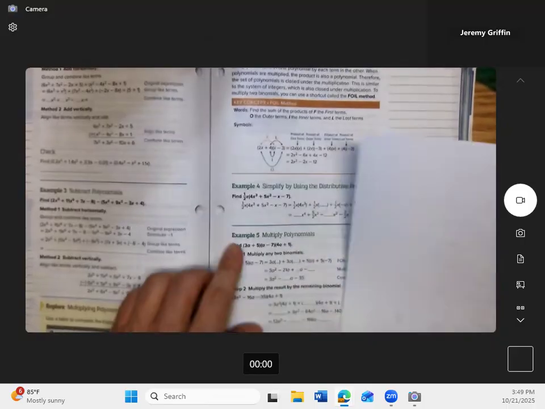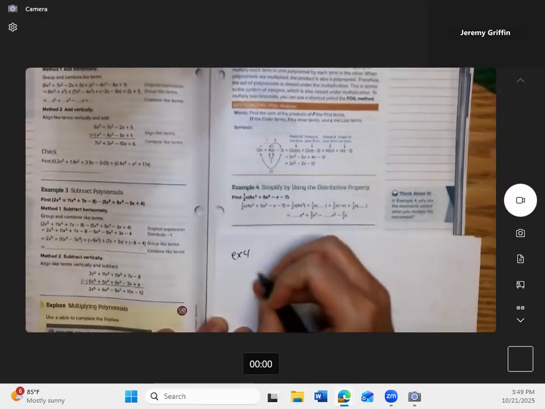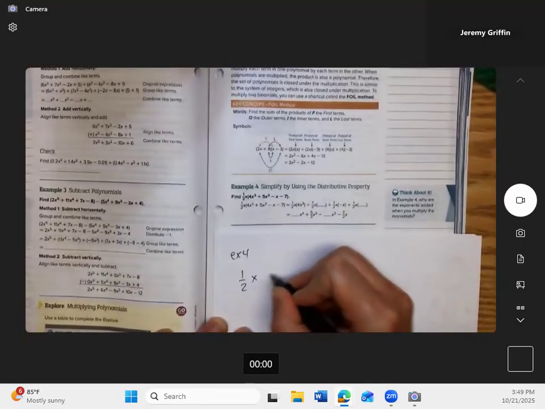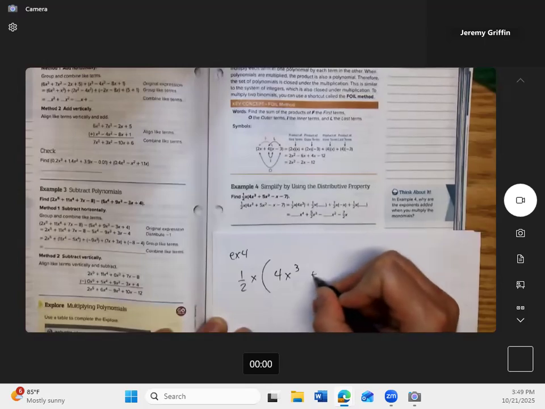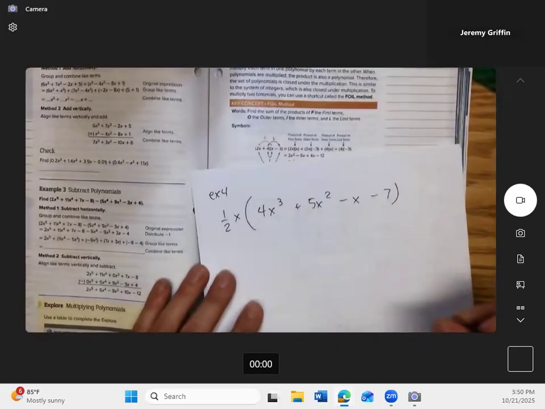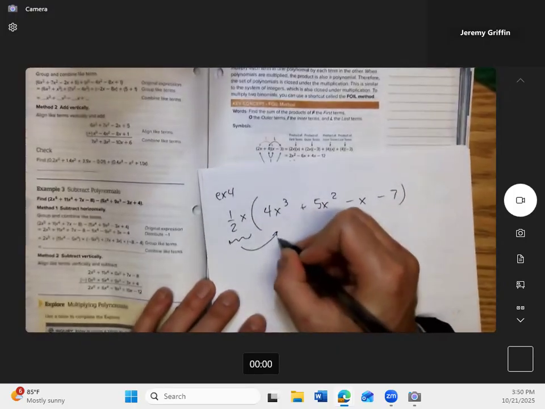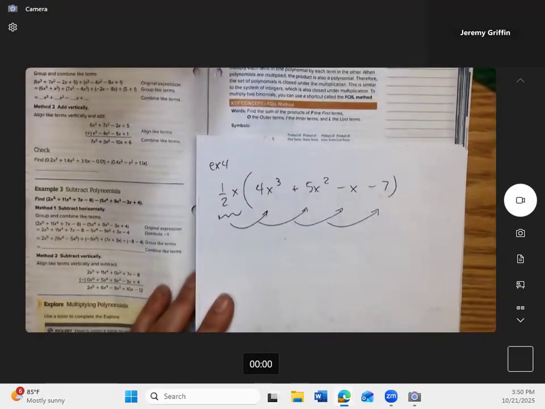Now, if there's just one term in here, like the example where I have 1/2 x and I multiply this whole expression on the inside, 4x to the 3 plus 5x squared minus x minus 7. What I can do is take this 1/2 x and multiply it into each one of these four terms, right? And you get the answer that way.